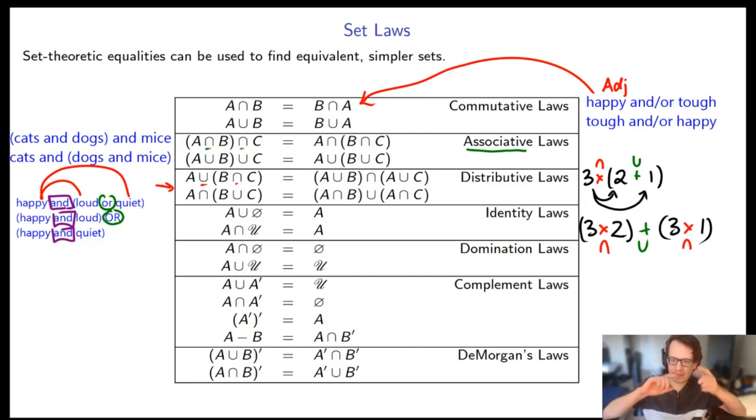This works anytime that the signs are flipped. It's really common when I see people use these laws that the associative and distributive laws get confused, and people just switch the brackets around for associativity when it should be distributive. So just keep an eye on those two. If the signs are different, use distributive. If the signs are the same, use associative.